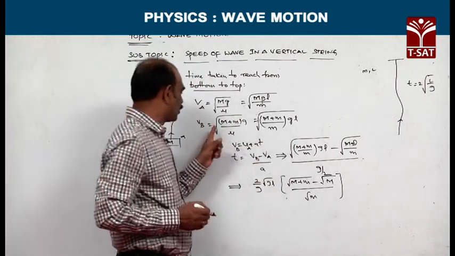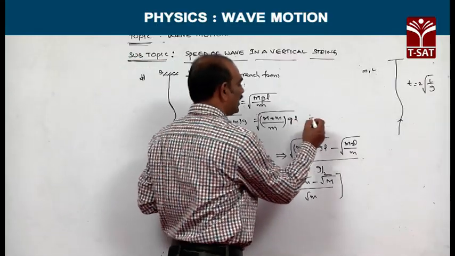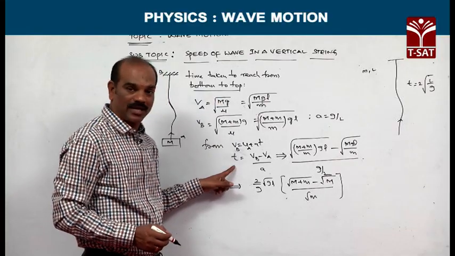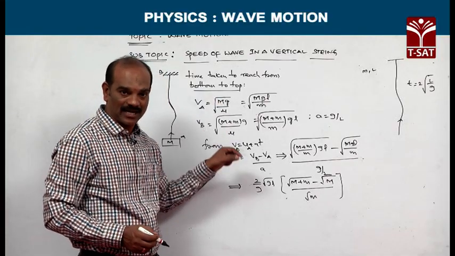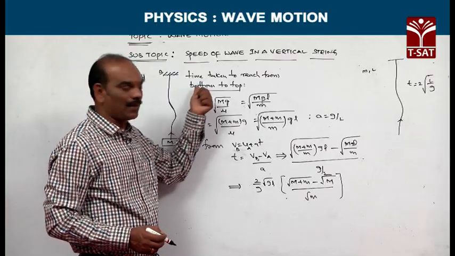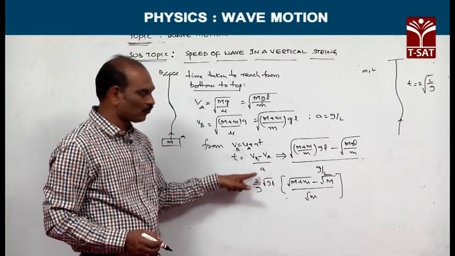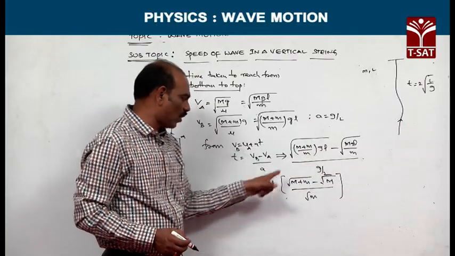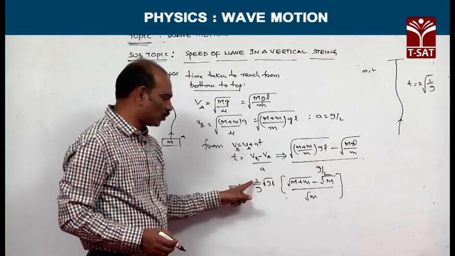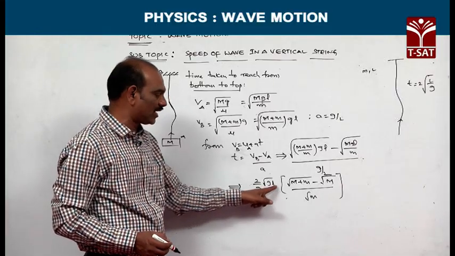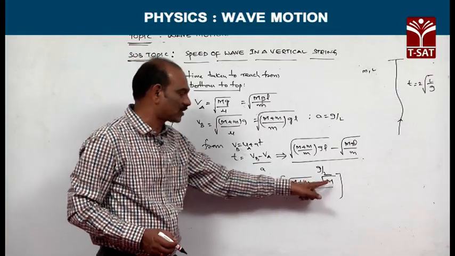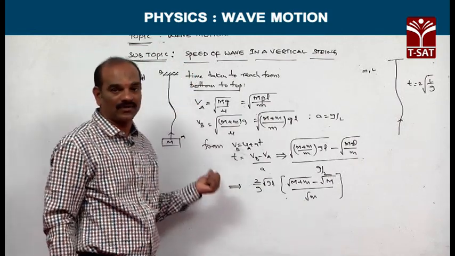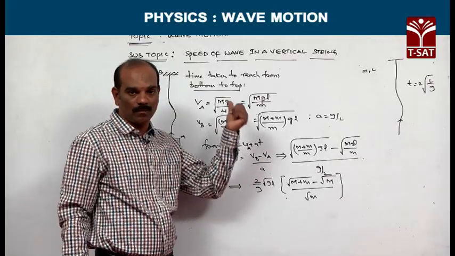Using those values of VA, VB and a is equivalent to g by 2, substituting all these three values here, we can find out the time taken by the transverse pulse to reach from lower end to upper end as VB minus VA by a. VB value this much, VA value this much. Here, taking root gL outside, and g by 2 becomes 2 by g, we get 2 by g of root gL into root of (capital M plus small m) minus root of capital M. So, this is the formula to find out the time taken by the transverse pulse to reach from lower end to upper end in this case.